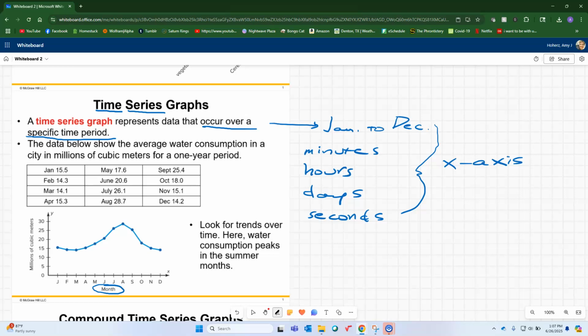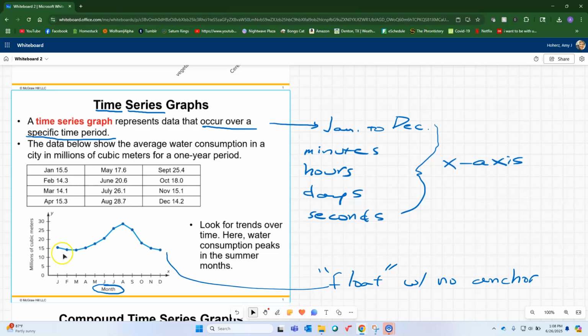So with the time series graphs, we can make this float up above the x-axis with no anchors. So we don't need to anchor it down to the x-axis like we do with a frequency polygon.